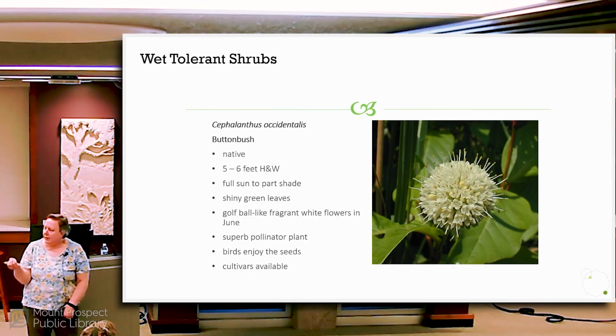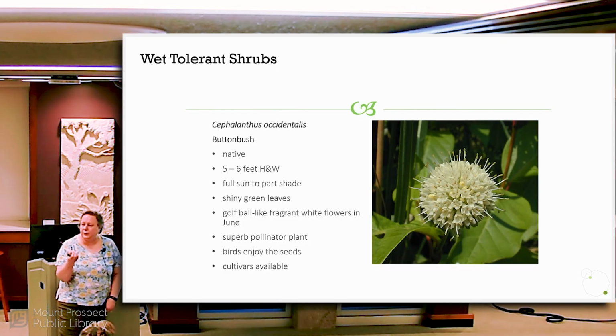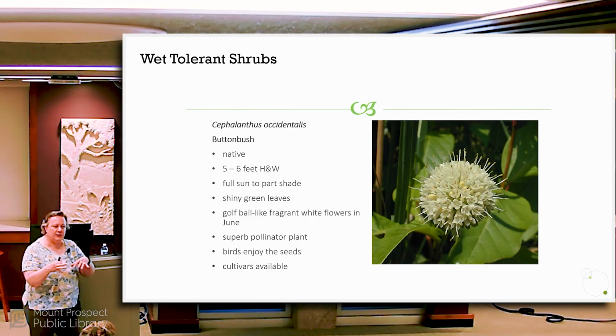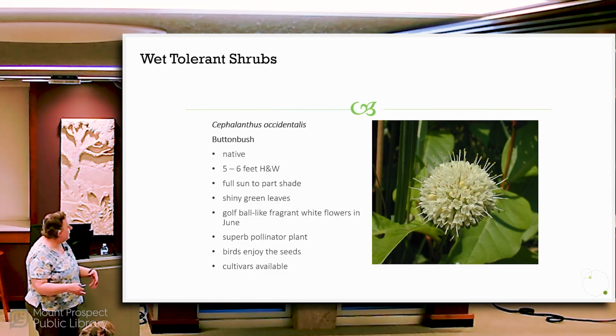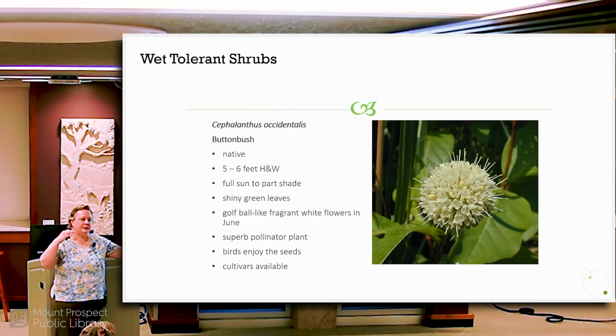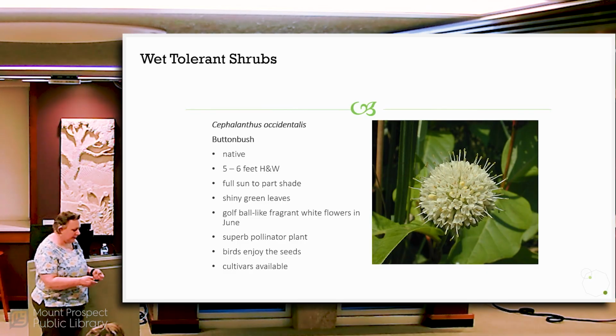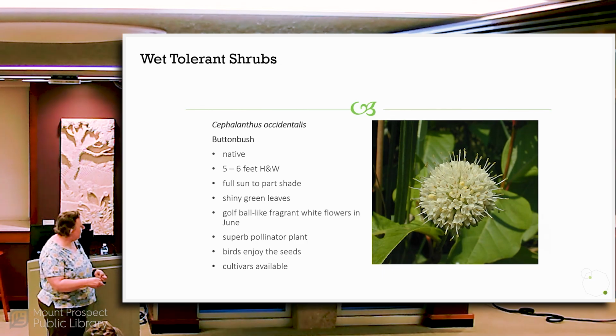Buttonbush is an edge of the pond sort of shrub. There's also a bunch of cultivars that are smaller and more tidy in habit. But the species by itself is kind of loose, a little all over the place. But it has wonderful fragrant white flowers in June that the critters really like.